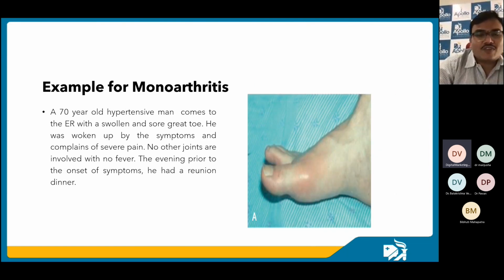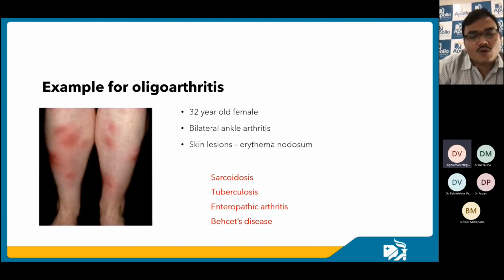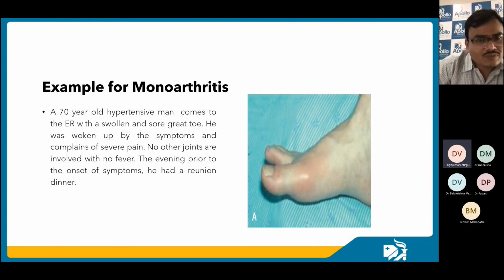The other example of a monoarthritis is a 70-year-old hypertensive man who comes to the ER with a swollen and sore great toe, and he was woken up by severe pain. No other joints are involved, and prior to this evening he had a dinner for his reunion party with his friends.